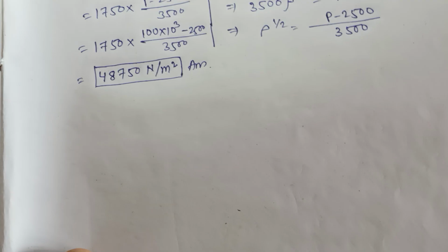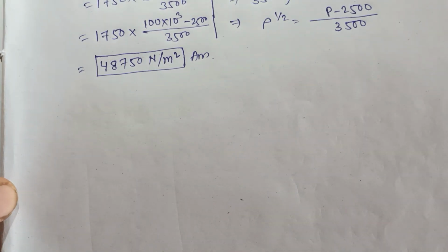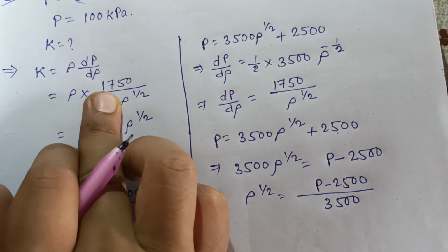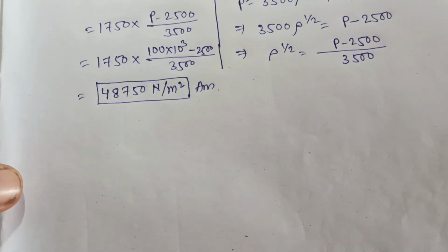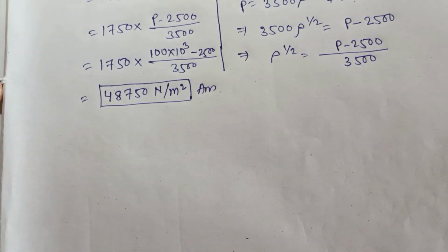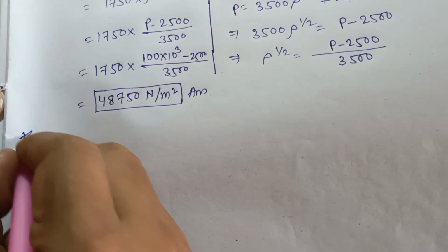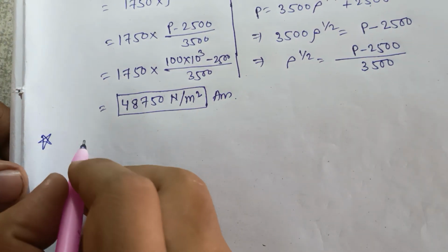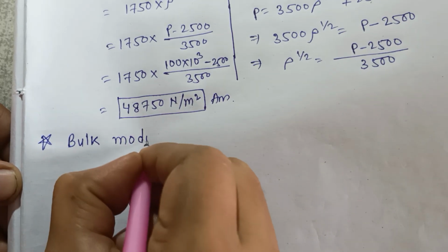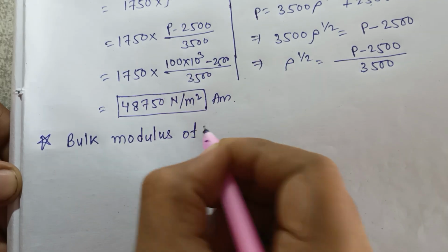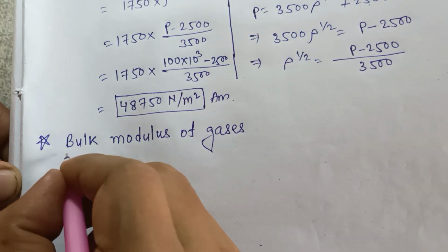Okay, now there is another concept, bulk modulus of gases. There are two types of bulk modulus. So we know the formula, K equal to rho into dP by d rho. But for gases there are two types of bulk modulus: one is isothermal bulk modulus and the other is adiabatic bulk modulus. So our next concept is bulk modulus of gases. Okay, important concept.